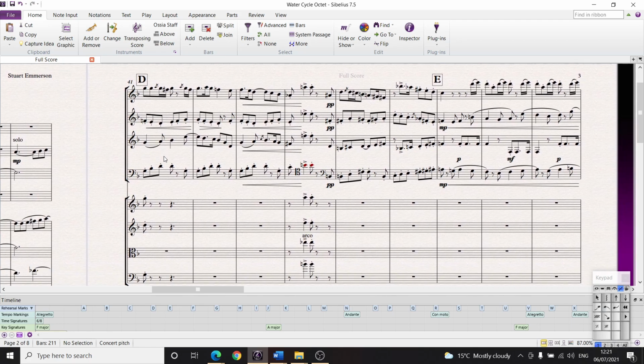Elsewhere in the woodwind at this point, we have a lot of staccato material going on, lots of bouncy figures. I'll just play some of this.